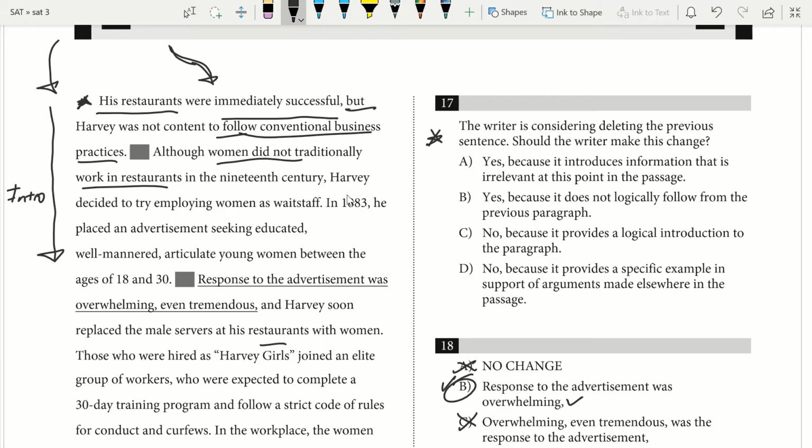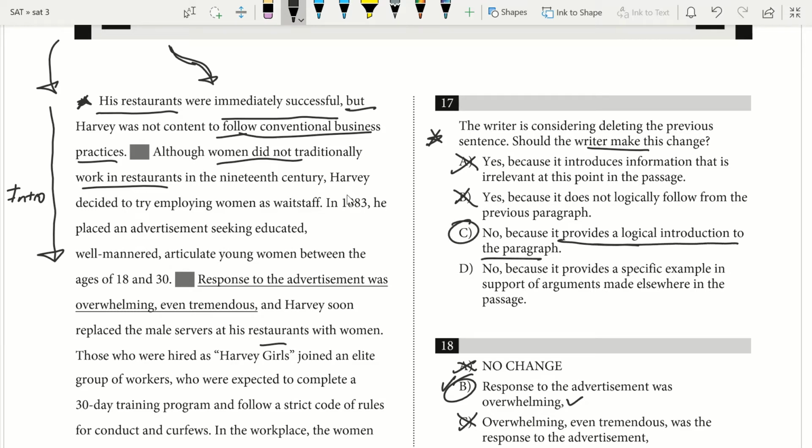So yes, we are not going to delete it, or I'm sorry. So as far as deleting it, should the writer make this change? No, the writer should not delete it. So we can get rid of both choices with yes. So we know he's not going to delete it, right? So now we need the proper reason for why he shouldn't delete it. And the proper reason is that it provides a logical introduction to the paragraph, right?